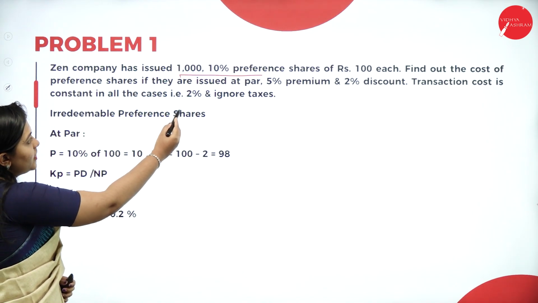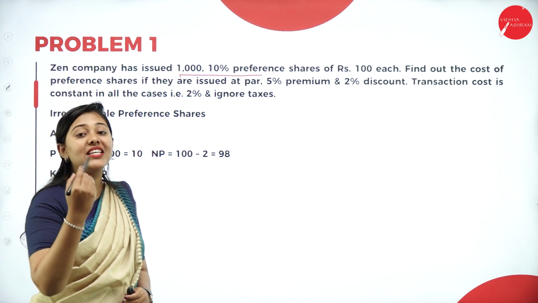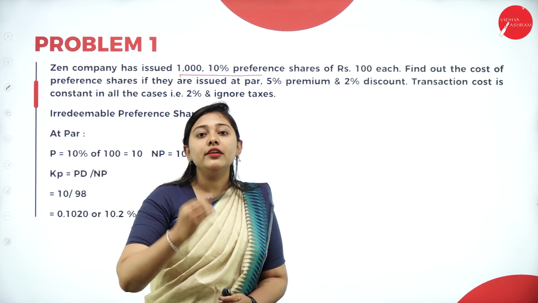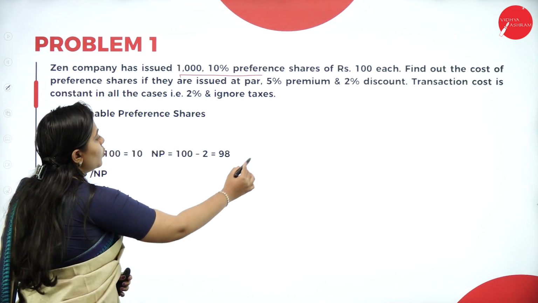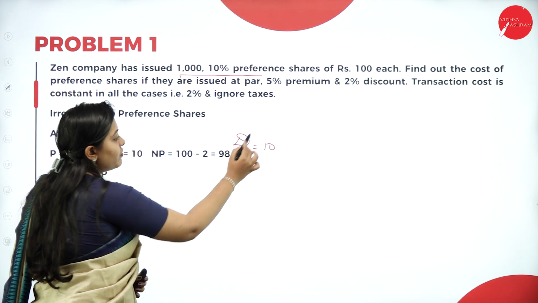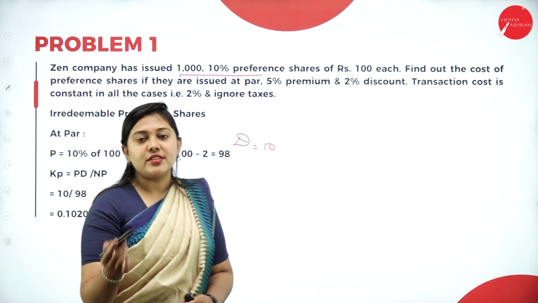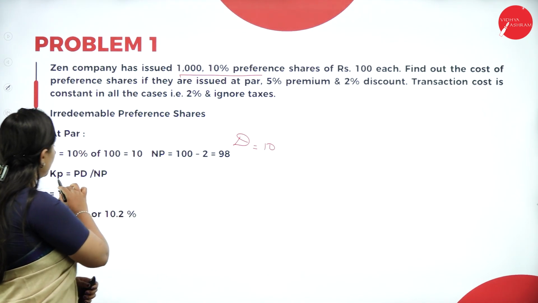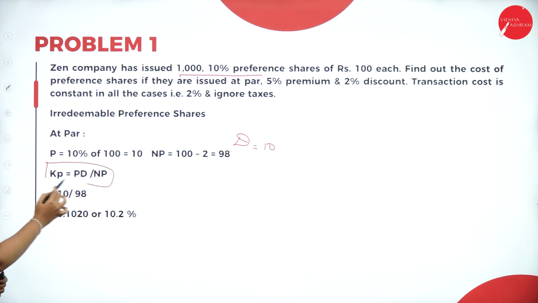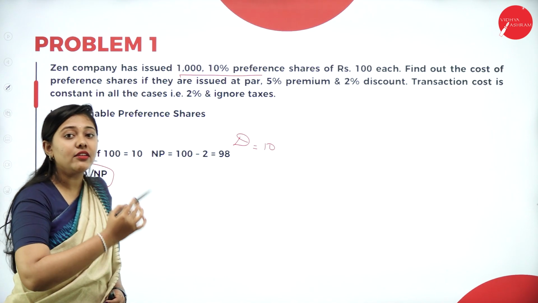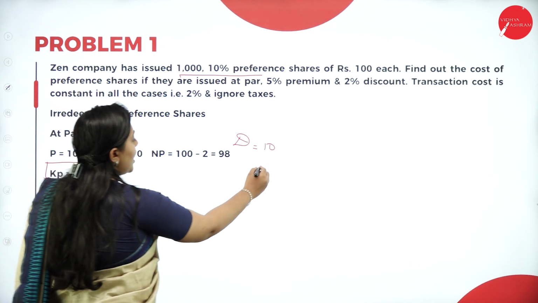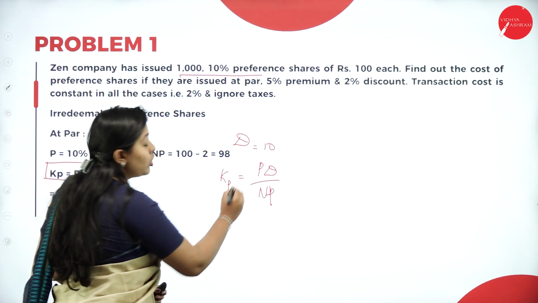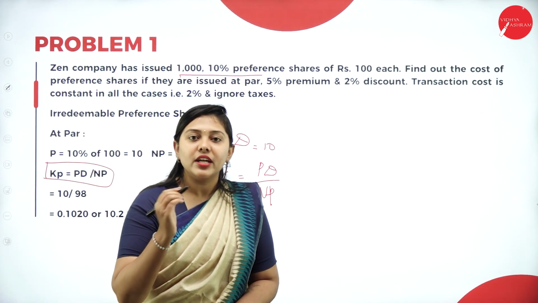So what is the given value? 10% preference share of rupees 100 each. So on 10%, if you take the 100 into 10%, the dividend value will be how much? 10 rupees. So preferential dividend is how much? 10 rupees. So what is the formula for your irredeemable preference shares? Cost of irredeemable preference share is equal to preferential dividend divided by net proceeds. So this is the formula for cost of preference share irredeemable problem.